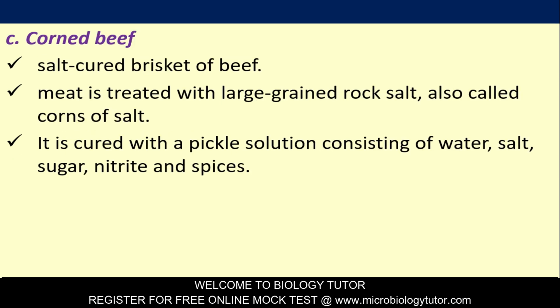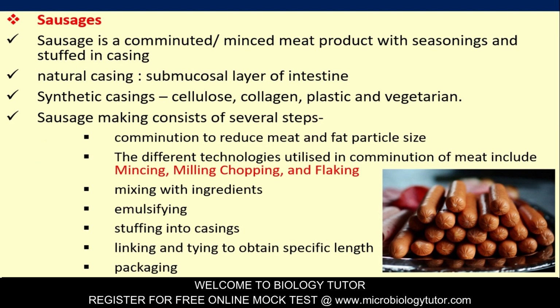Next, corned beef, salt cured brisket of beef. Meat is treated with large grain rock salt, also called corns of salt, that is known as corned beef. It is cured with a pickle solution consisting of water, salt, sugar, nitrate and other spices.